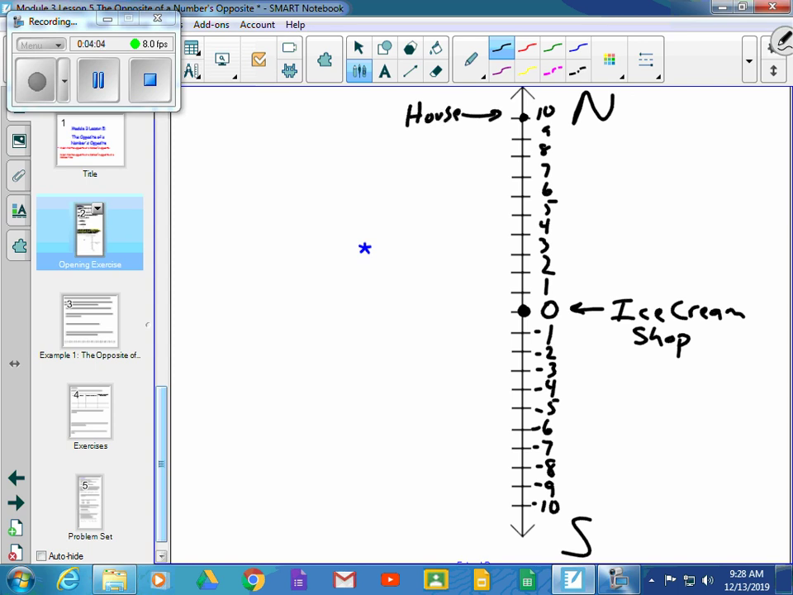And the park is 10 blocks south of the ice cream shop. South would be down on the map, of course. So each tick mark represents a block. That means that's the location of the park. Notice both of those are the same distance from 0, so therefore both places are the same distance from the ice cream shop. Both 10 blocks from the ice cream shop.